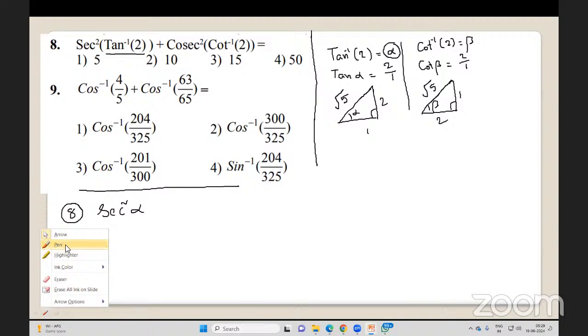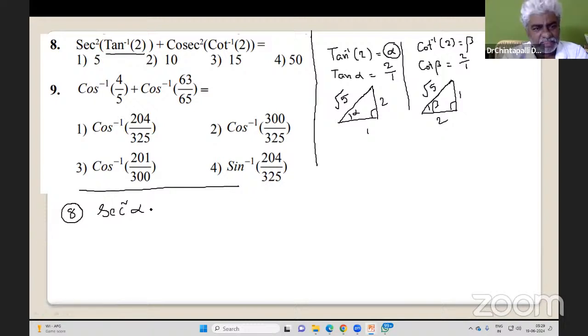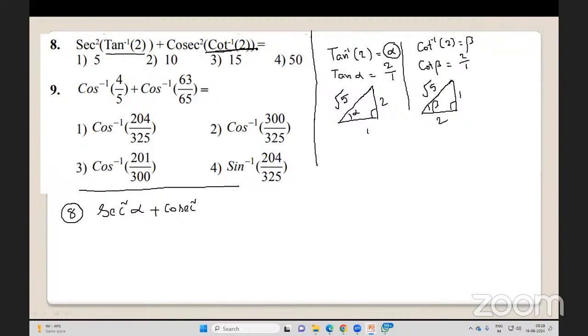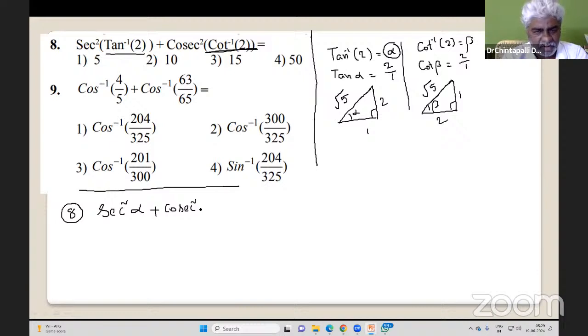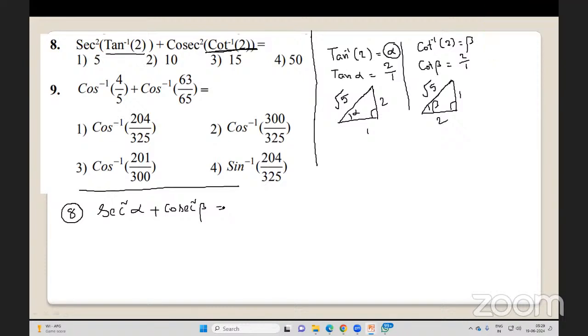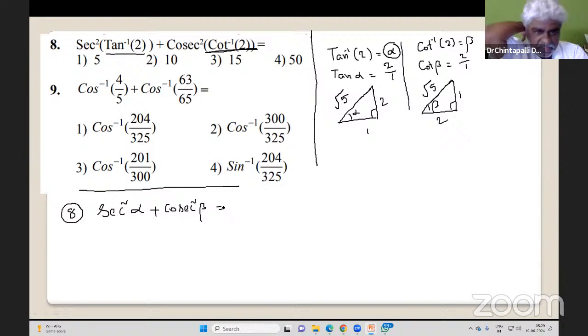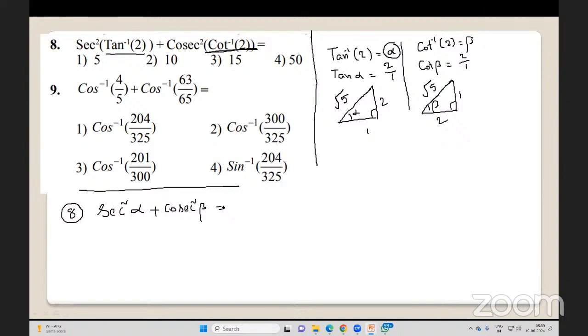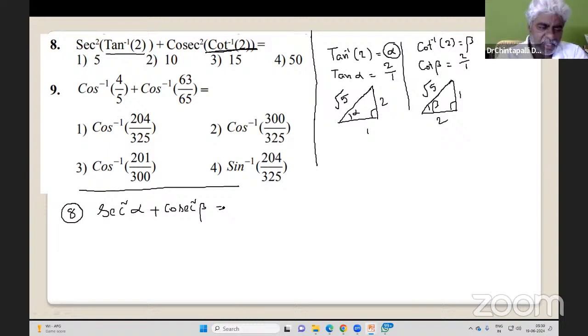Now, next tell. What about the second part, cosec square of what is this value? Cot inverse of 2, beta, sir. Very good. Cosec square beta. Now you can solve this sum. Try to do it. Can you write on the screen? I can't write today, sir. Yeah. Continue this sum: sec square alpha plus cosec square beta. You can observe the diagrams. The alpha diagram is there, the beta diagram is there.